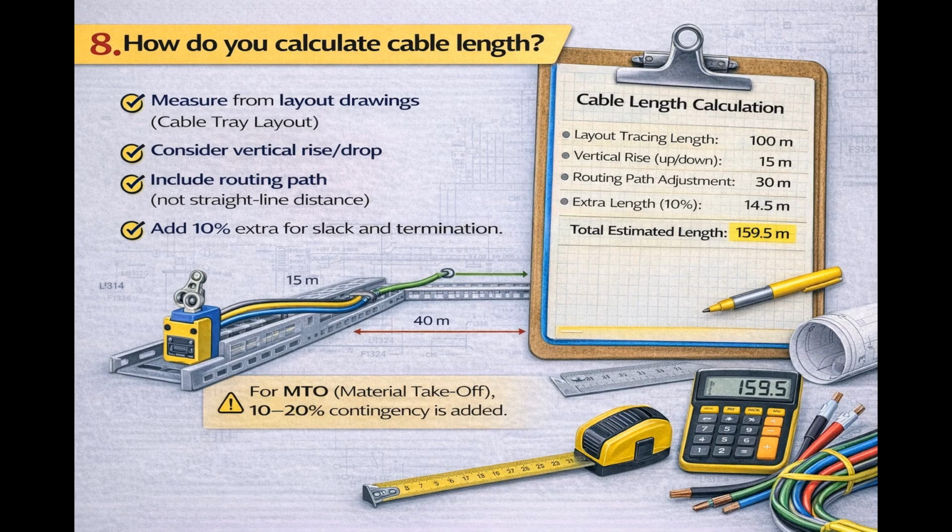How do you calculate cable length? Measure from layout drawings, cable tray layout. Consider vertical rise and drop. Include routing path, not straight line distance. Add 10% extra for slack and termination. For MTO, material takeoff, 10-20% contingency is added.